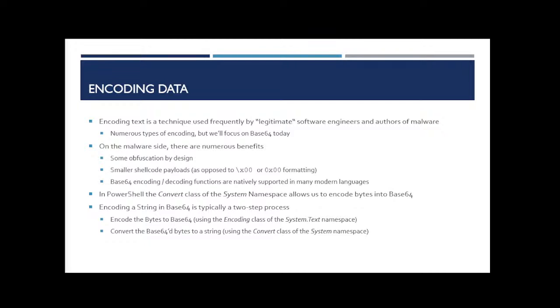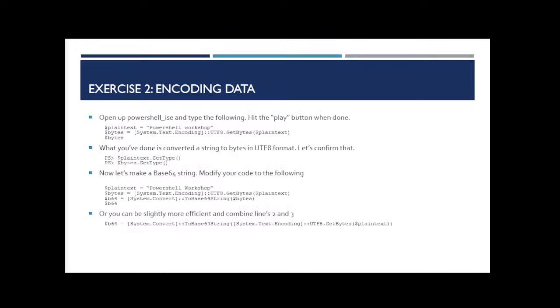So encoding a string, and for anybody who's unfamiliar, a string is basically just a line of text. Encoding a string in PowerShell is a two-step process. The first is we need to convert it to a set of bytes. The second is we convert those bytes, the byte array, into a string that is base64. We'll walk through it real quick. It sounds worse than it is. If you want to follow along, here's the code. We have a plain text variable that is just PowerShell Workshop.